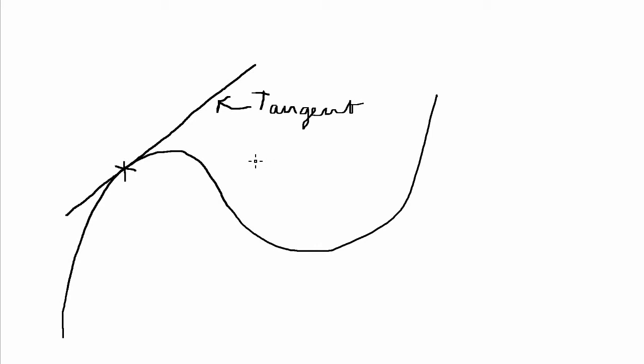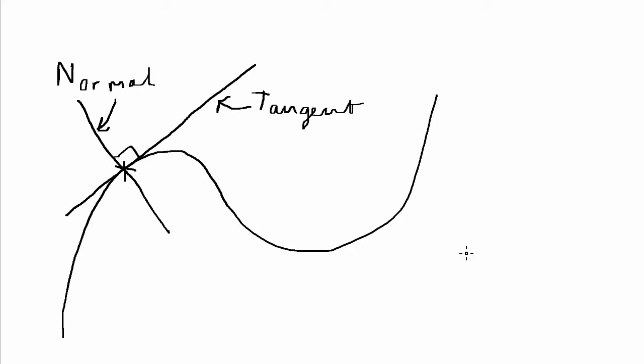Now another line you may well be expected to find the equation of is the one which passes through the same point but which is perpendicular to the tangent. We call this line the normal. This is called the normal to the curve at that point, because rather than just touching there, it's perpendicular to the line that just touches. It cuts straight through it perpendicularly.